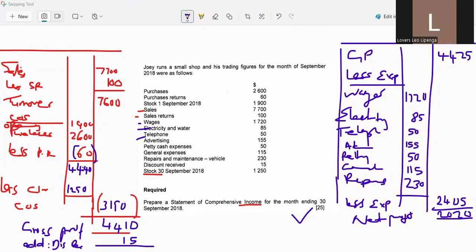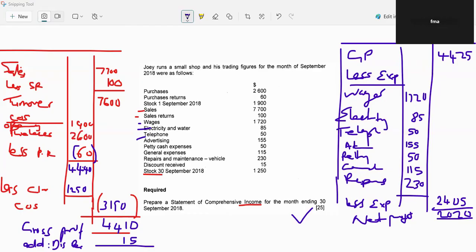Any questions? Maybe when we're finding the cost of sales, we start with opening stock, purchases, less returns, then less closing stock. Exactly. But in this case, we don't have opening stock and other things.